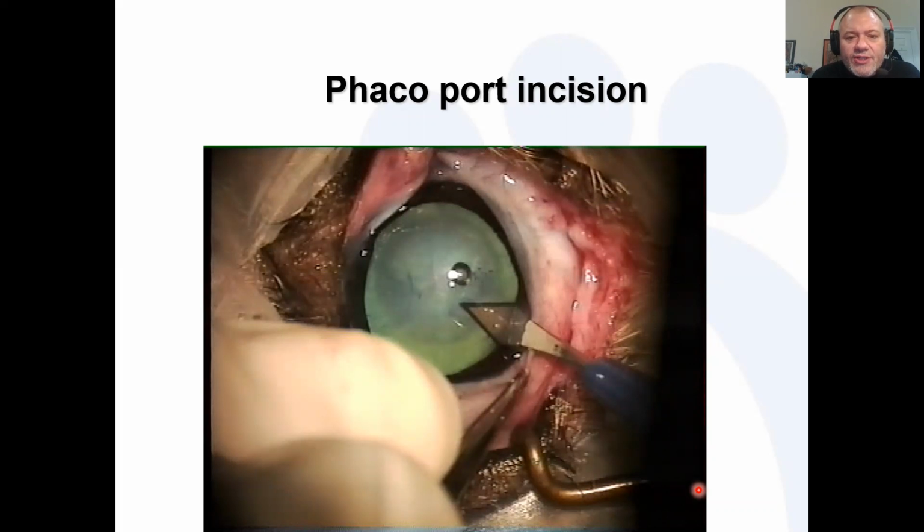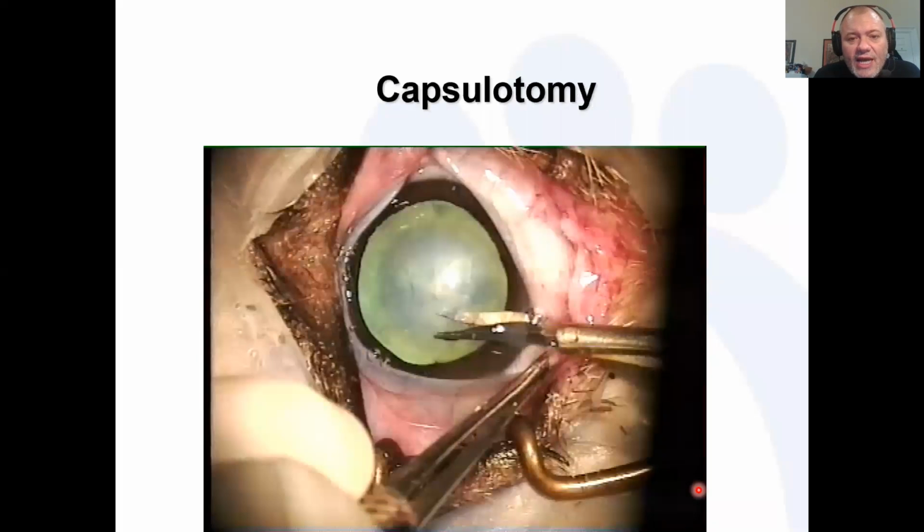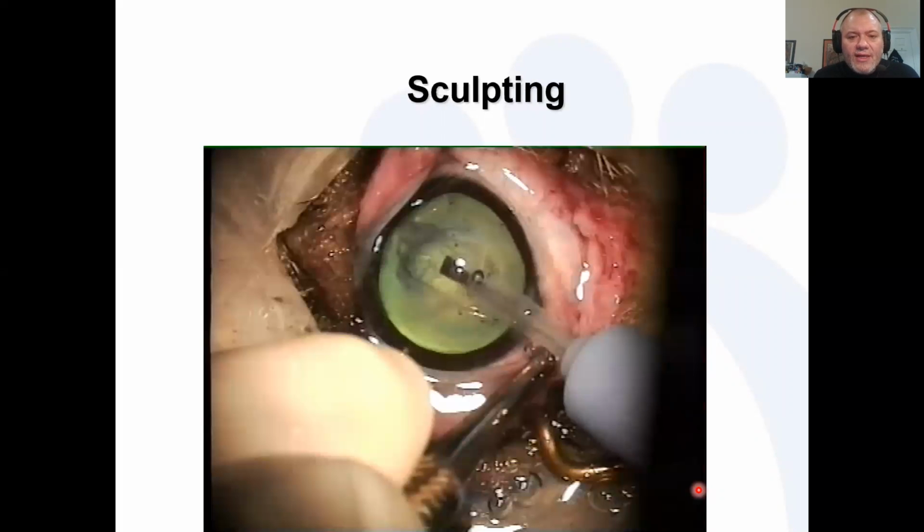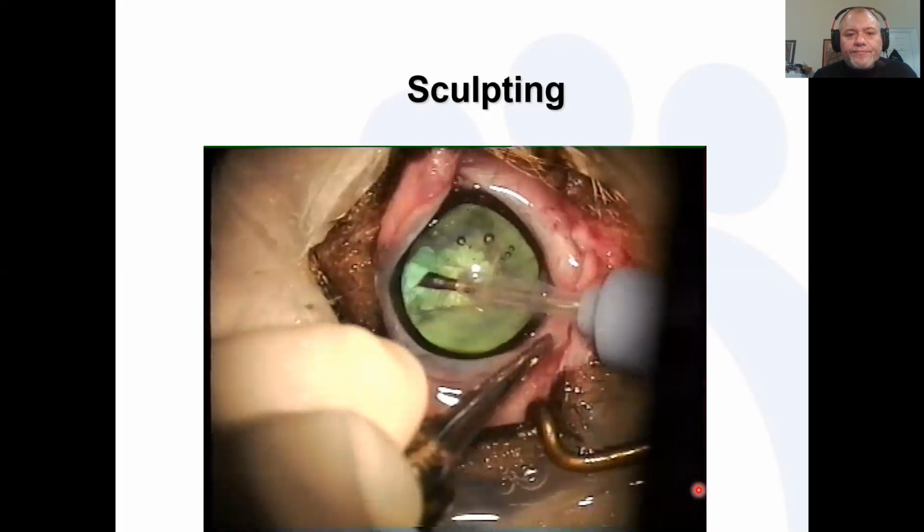We then make a larger incision to allow our phaco needle to enter the eye. We use scissors and small forceps to tear a circular hole in the anterior lens capsule, the capsulorhexis. Then we progress to our sculpting phase. So using our phaco needle, we'll sculpt our hard nucleus, often into 4 segments, but not always. And each of those segments is then removed.